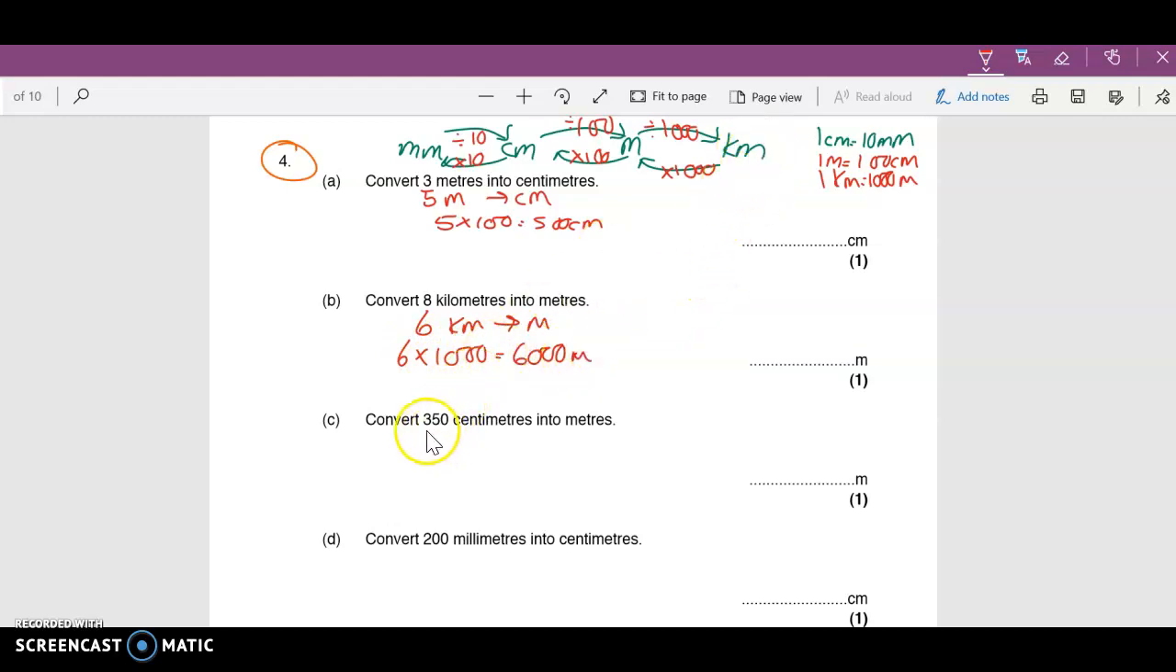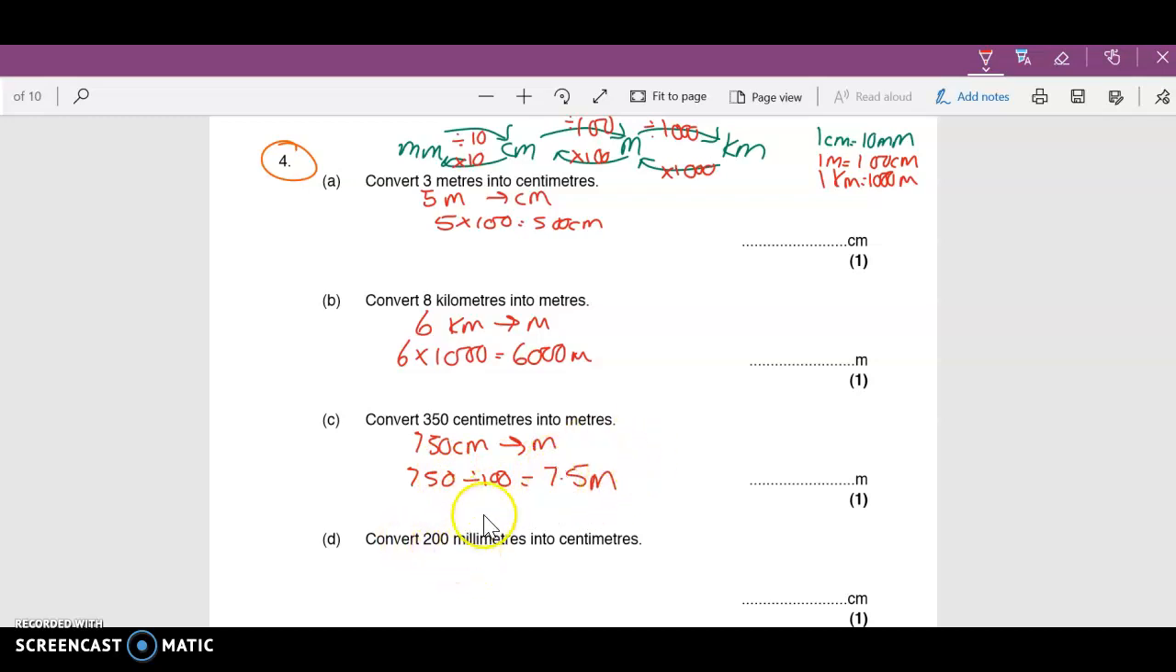Okay then, let's have a look at this one here. Say I've got 750 centimeters and I want to change it into meters. So I'm going from centimetres to metres, so I'm going across the top, so I'm dividing by 100. So 750 divided by 100 means move it back 2 places, and you end up with 7.5 metres.